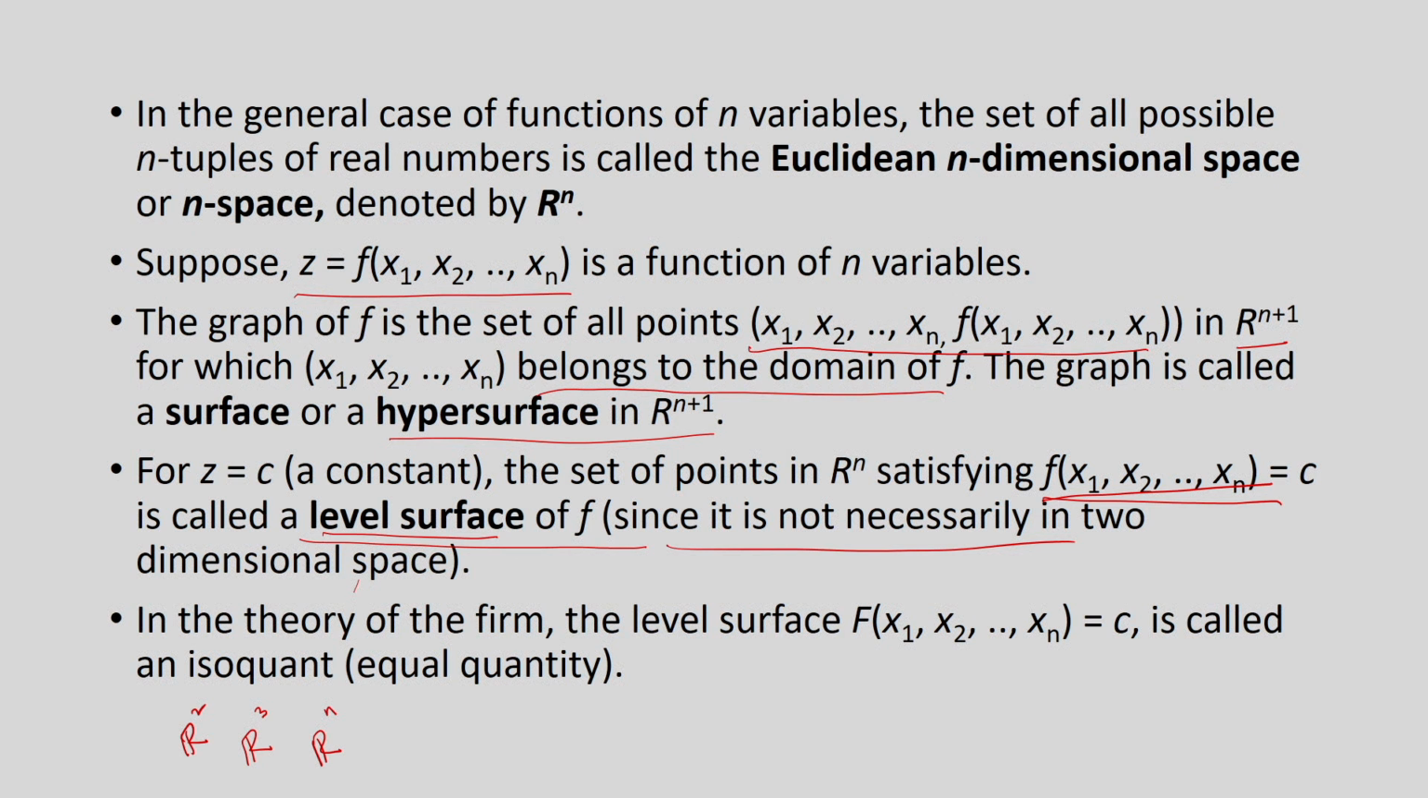In the theory of the firm, the level surface f of x 1, x 2, ..., x n equal to c is called an isoquant. So, for the isoquant, the name does not change. If you have 2 inputs, it is called an isoquant. In that case, it is just a curve in a 2-dimensional space. But if you have more than 2 inputs, then also it is called an isoquant. Iso means equal, quant means quantity, so isoquant means equal quantity, because the output remains the same along the isoquant.